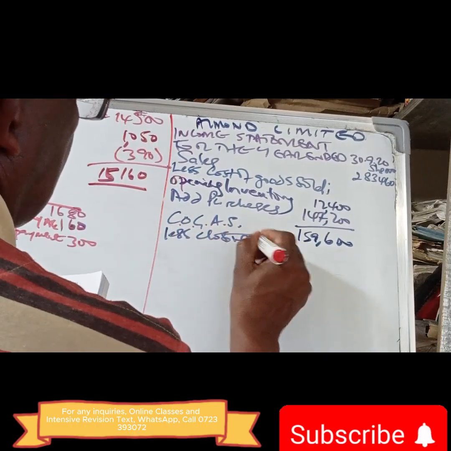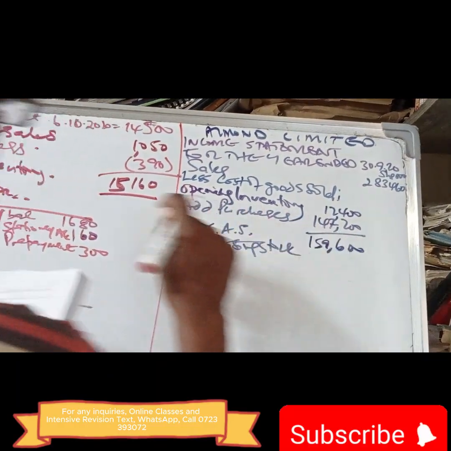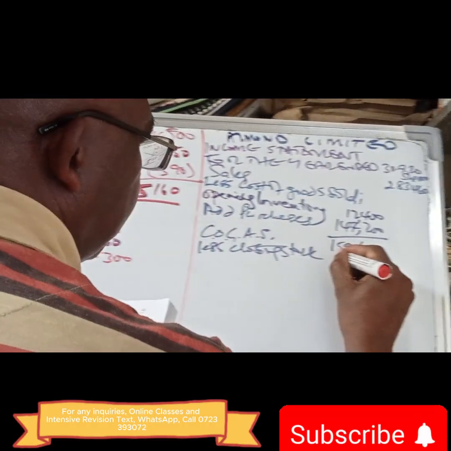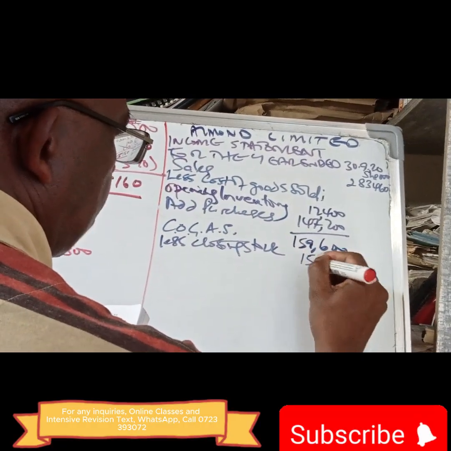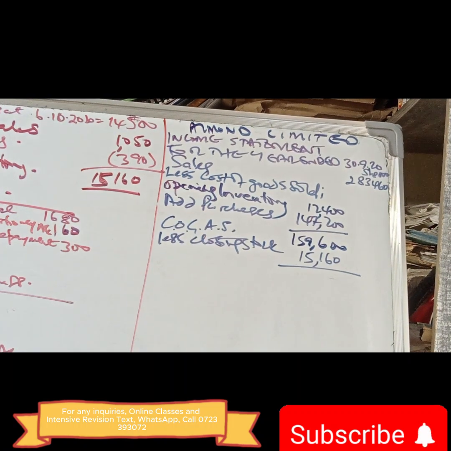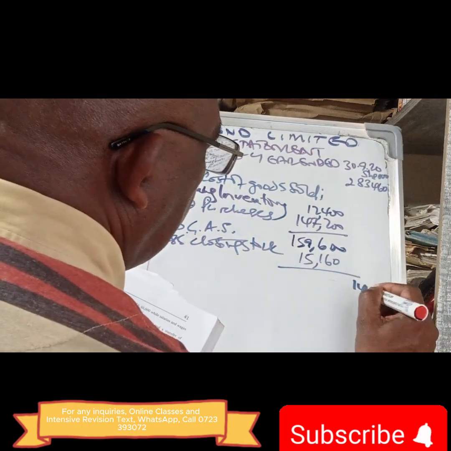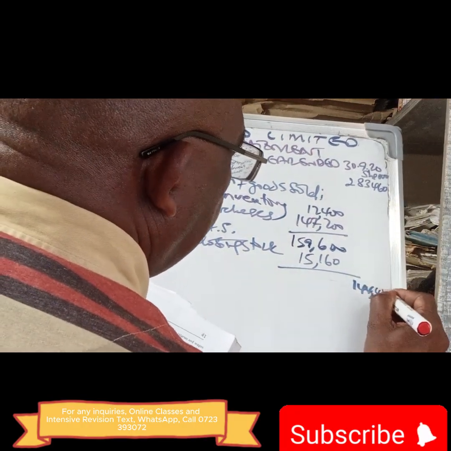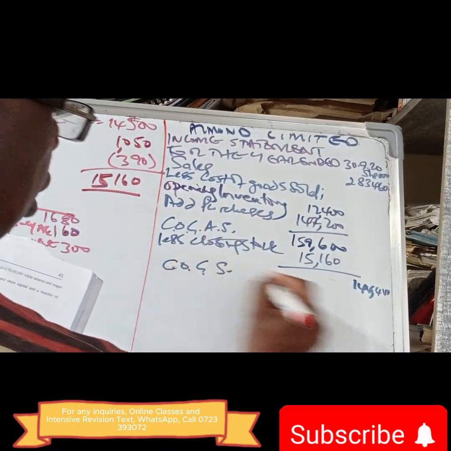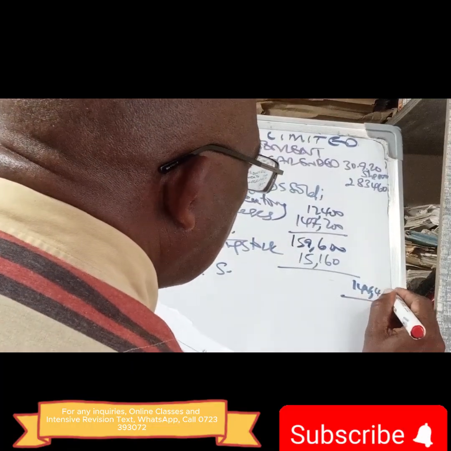Less closing stock. We did a working of our closing stock here, 15,160. So we subtract 15,160 from 159,600. We get a figure of 144,440, and that becomes our cost of goods sold. Write in full.